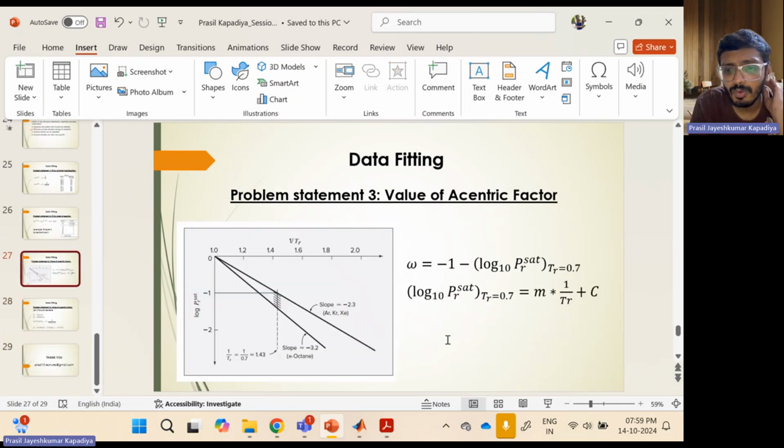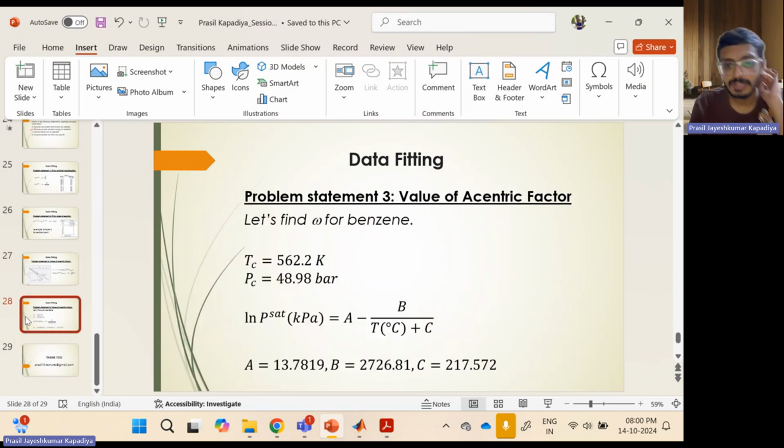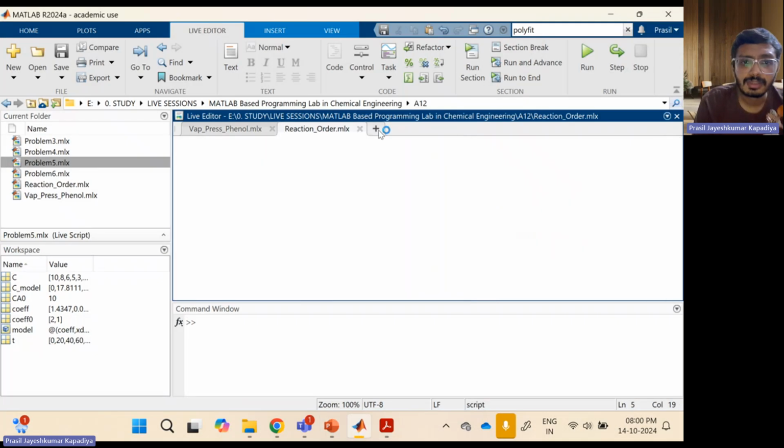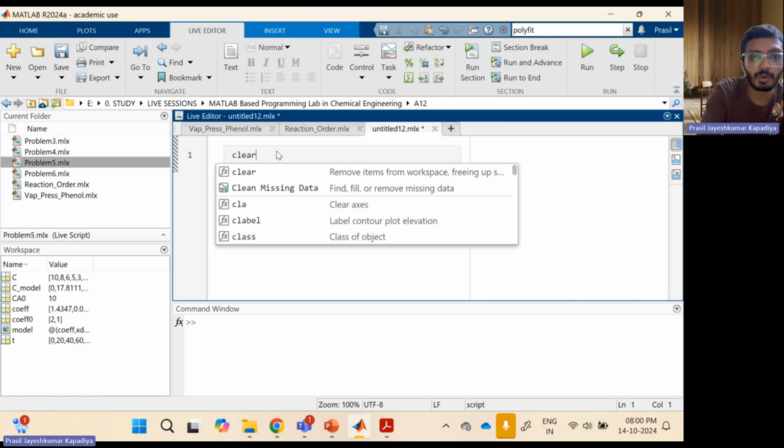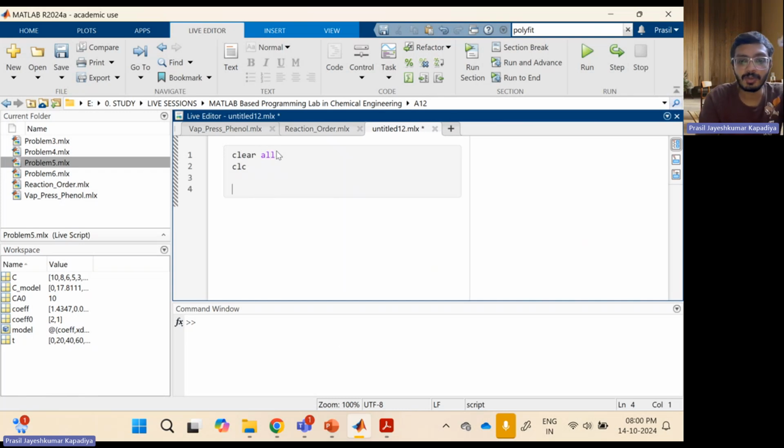So if I get this value, if I can fit this log base 10 PR sat, I can find the value of log base 10 PR sat at TR is equal to 0.7 and I can plot omega. So see, I have the value of TC and PC. So let's do it. I just want to see what is the value of omega, the eccentric factor.